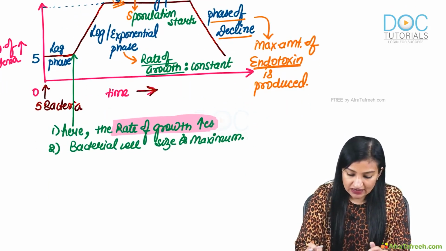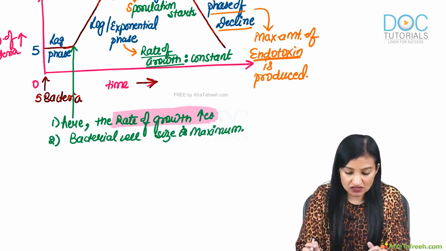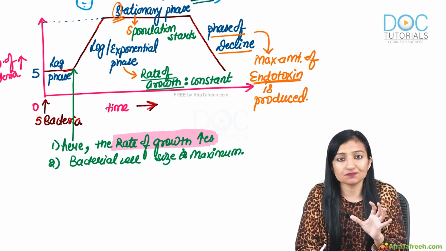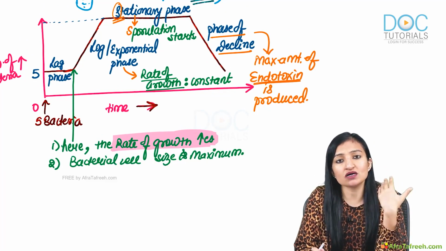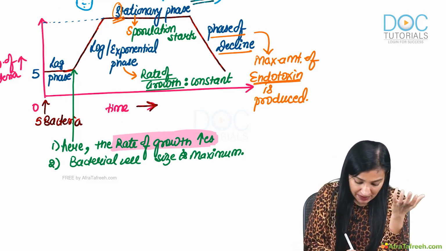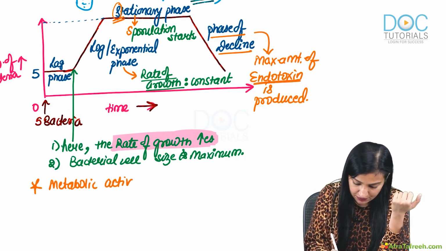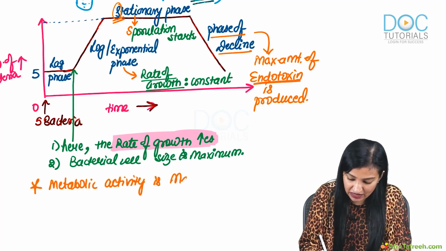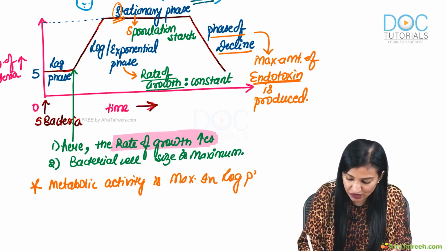Alright. Then in the bacterial virulence factors, we are going to talk about exotoxins. Now, exotoxins are proteins. Now, remember, the proteins are also a product or a result of metabolic activity. And when is the metabolic activity maximum? Remember, the metabolic activity is maximum in the log phase, that is the exponential phase.